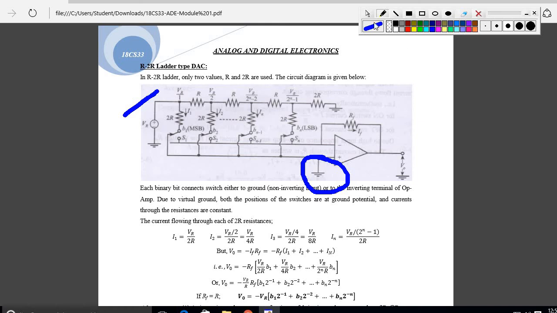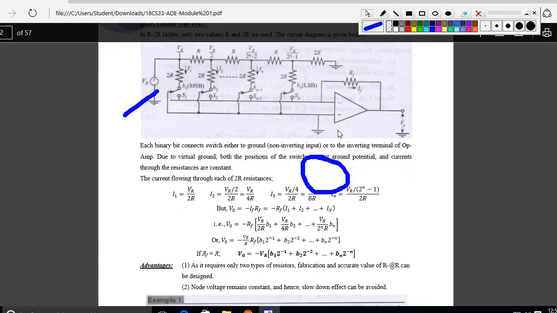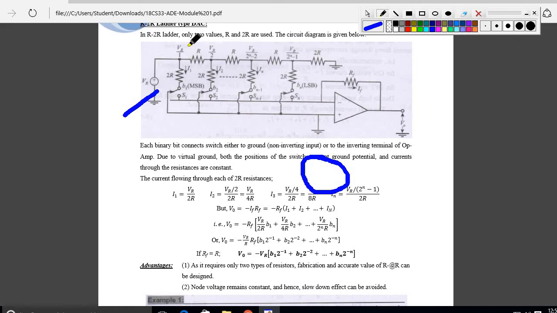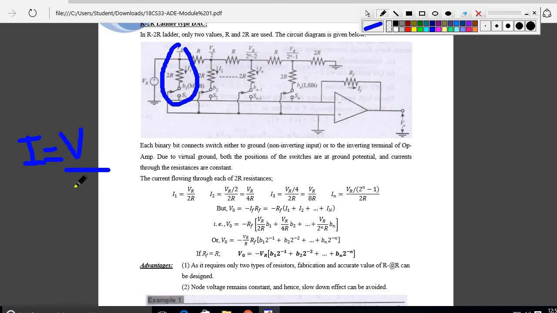Next, these are the expressions. First we find the current flowing across the first branch. The current is I_N equal to V by R, where V here is VR, because VR is my voltage. You have to apply the basic formula for the current flowing across each resistor. The basic formula, which we have to remember, is always I equals V by R.